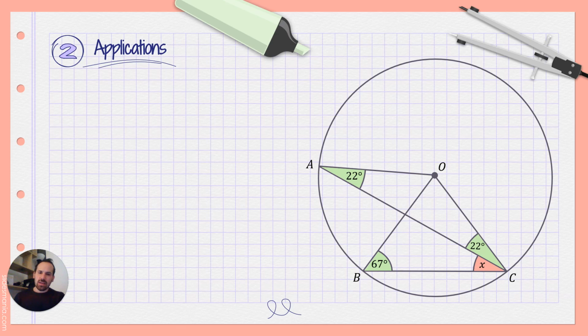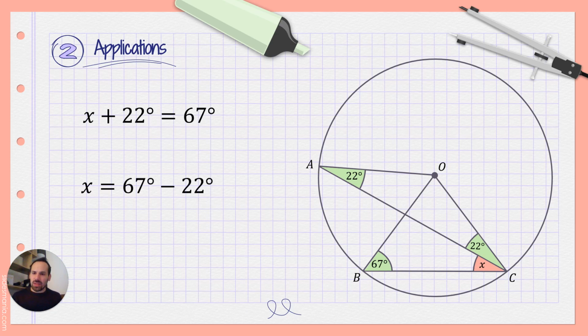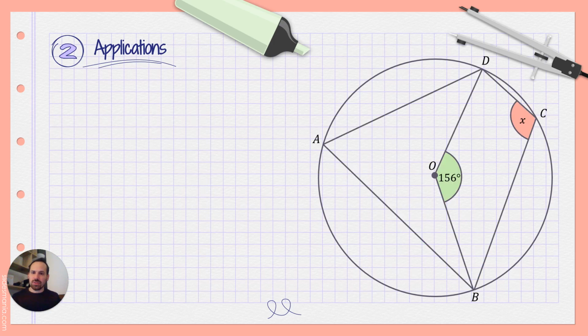Here, because we've got two radial lines, AO and OC, they're both equal. So that's an isosceles triangle, and the angle at A and the angle at C are going to be 22. We have the same thing going on in the triangle OBC. The angle at B and the angle at C, the x plus the 22, have to be the same because OC and OB are radial lines. So it's another isosceles triangle. Therefore, we get a little equation for x: x plus 22 must equal 67. So x is equal to 45. Very simple one there, just using the properties of a circle and isosceles triangles.